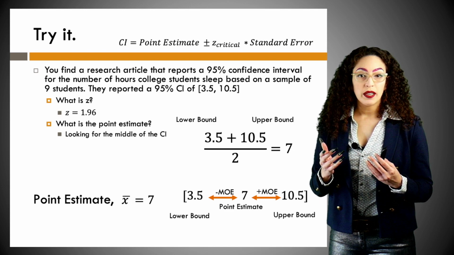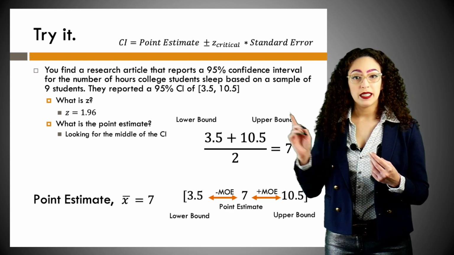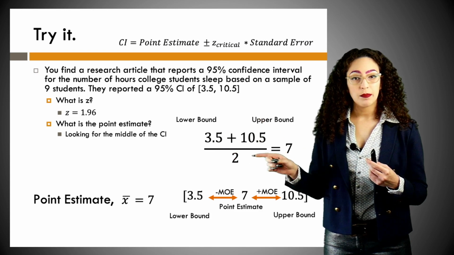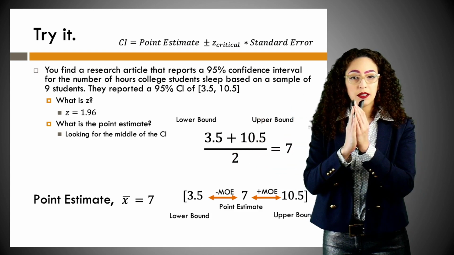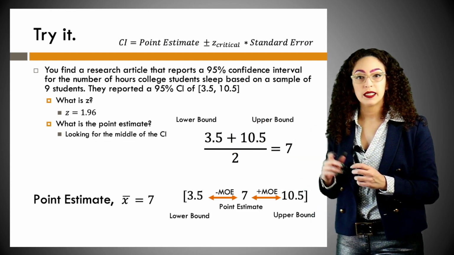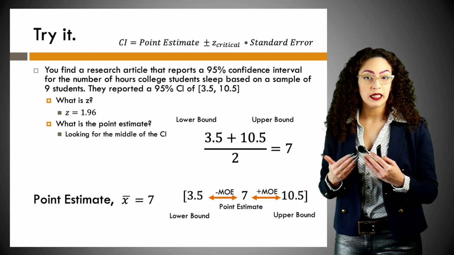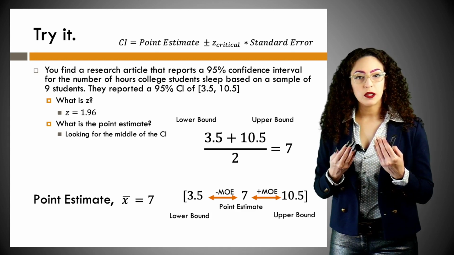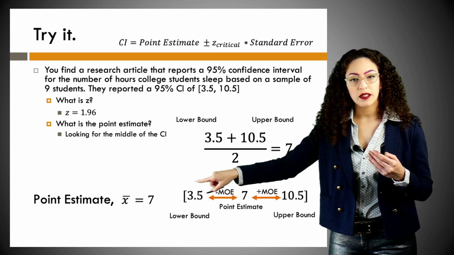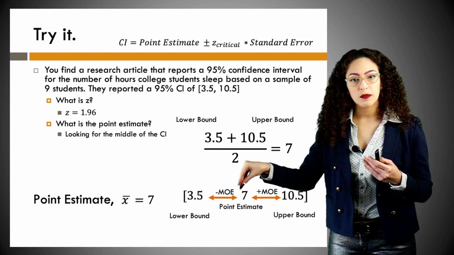So next, what is the point estimate? Now the point estimate can be determined by taking the lower bound and the upper bound, we add the two together and divide by 2. So it's basically giving us the number right in the middle, which in this example is 7. So the point estimate, the average that these people actually calculated, was 7. So one way to visualize this is by thinking of that 3.5 lower bound, 10.5 upper bound, and somewhere right in the middle is our point estimate.